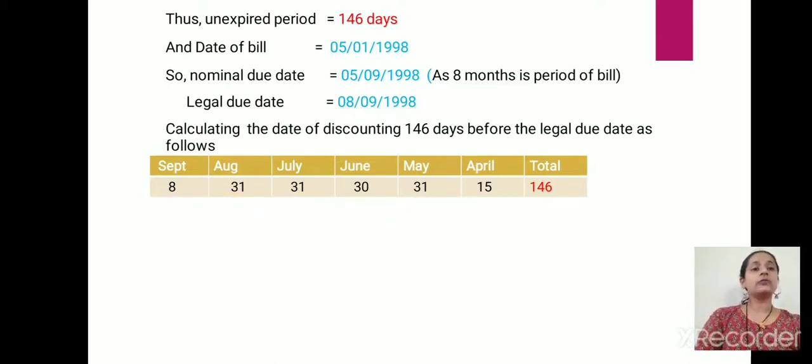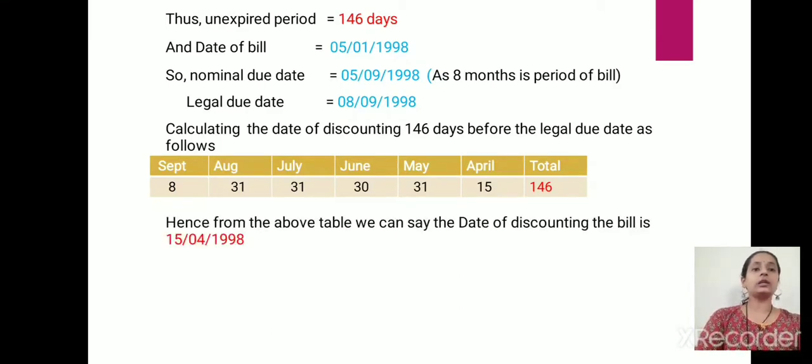Then 146, on which date are you getting? Up to where you calculate? 15th April. So what is the date of discounting? The date of discounting is 15th April 1990.